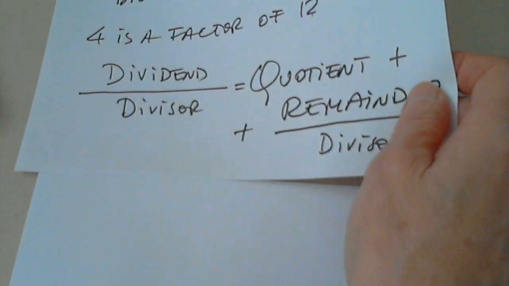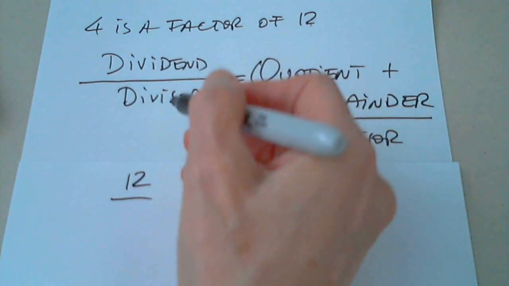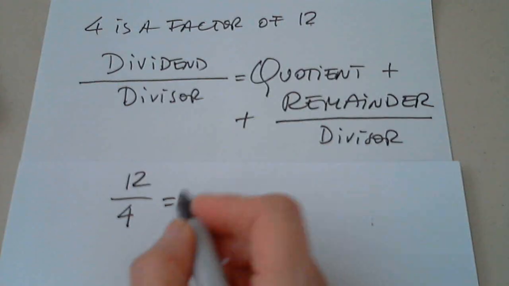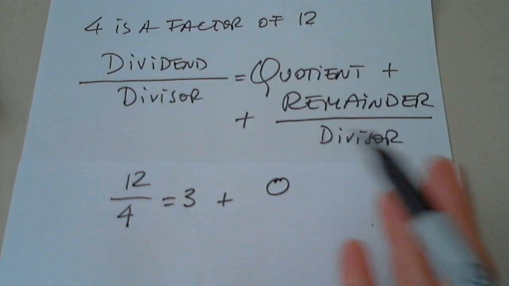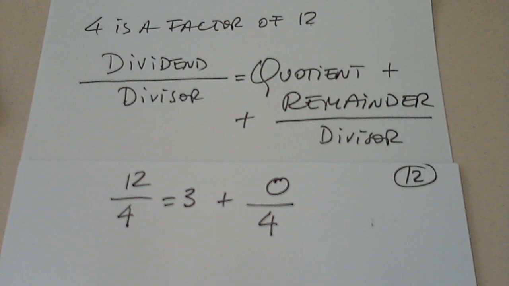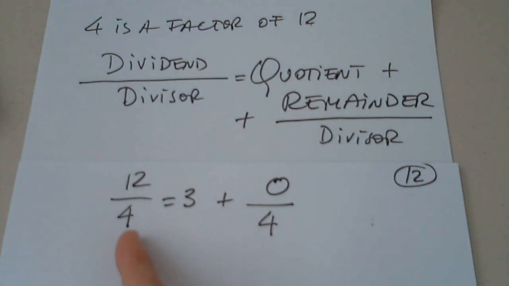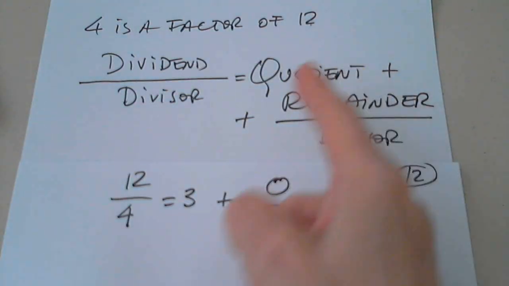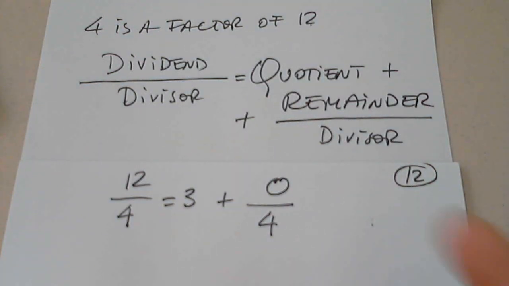12 is the dividend. The divisor is 4. The quotient is 3. The remainder is 0. There was no remainder over the divisor. This is the way we write a division. The dividend divided by the divisor, 12 divided by 4 equals the quotient, which is 3, plus the remainder, which is none, over the divisor.